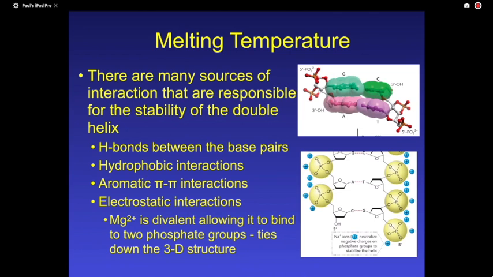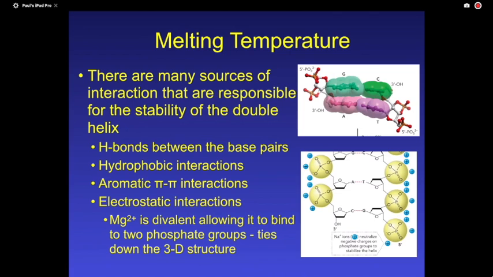Okay, there are a lot of sources of interaction. Most of the time, we talk about the hydrogen bonds. We think that is fundamental, but it's not the only interaction that holds the DNA together. There are also hydrophobic interactions. Those base pairs are hydrophobic, and they interact with themselves. Now, if you compare a hydrogen bond and a hydrophobic interaction, the hydrogen bond is a lot more energetically favorable, but you can't dismiss the hydrophobic interactions.